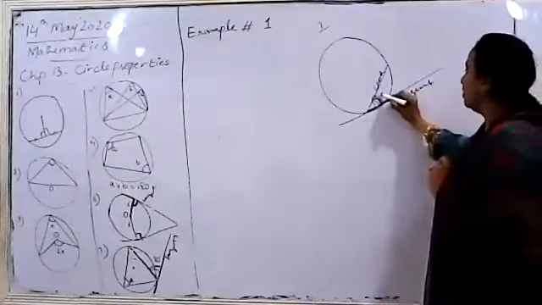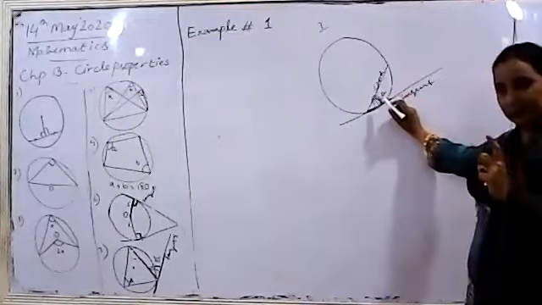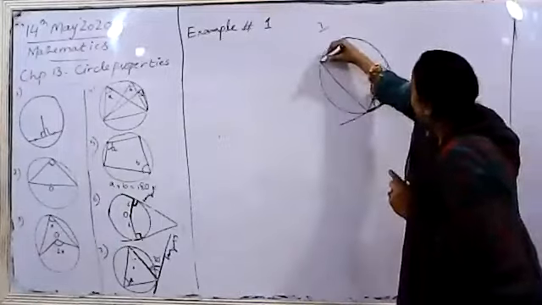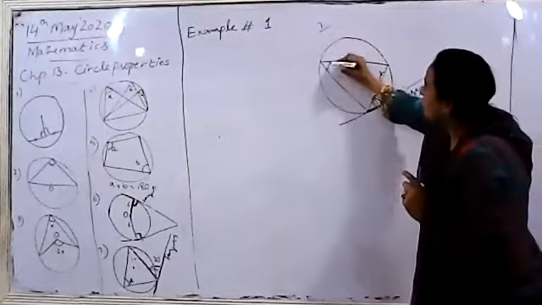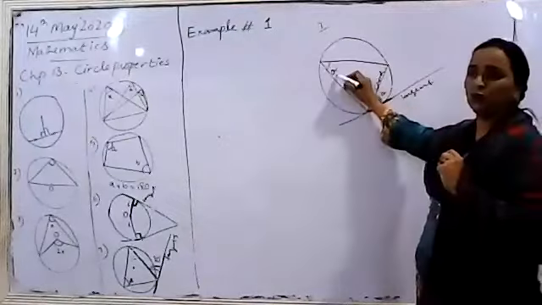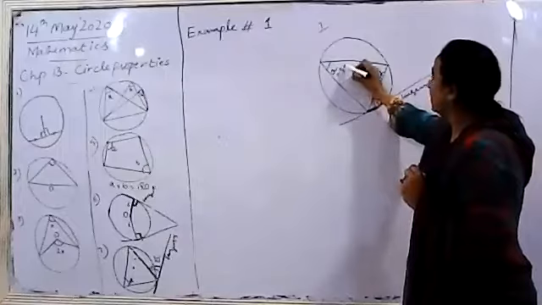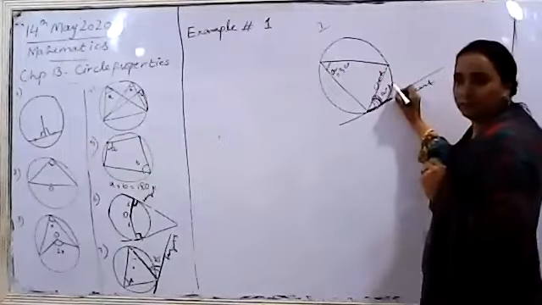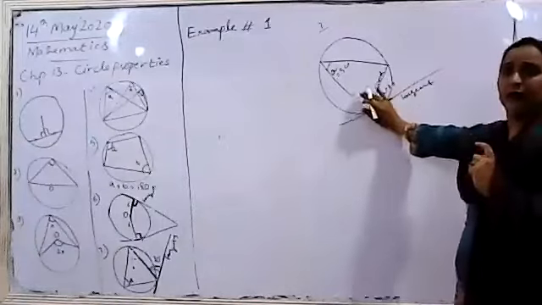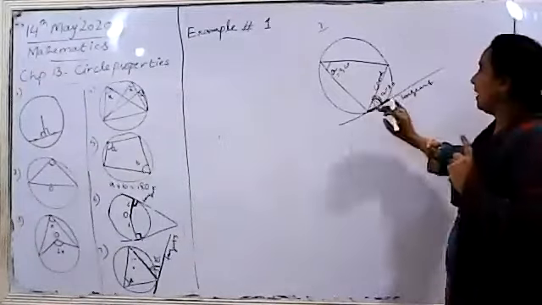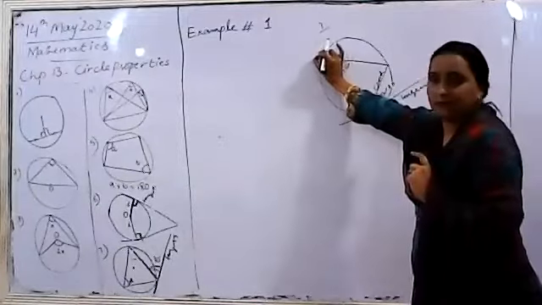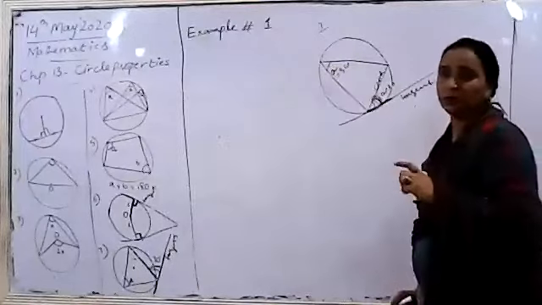This angle between a chord and a tangent would be equal to the angle made by this chord on the circumference. See, this angle, which you can see on the circumference, is also A. If this is A, this would also be A. If this is 30, this would also be 30. So the angle made between a tangent and a chord is always the same as the angle made by this chord on the circumference, right? So these two angles are going to be equal.